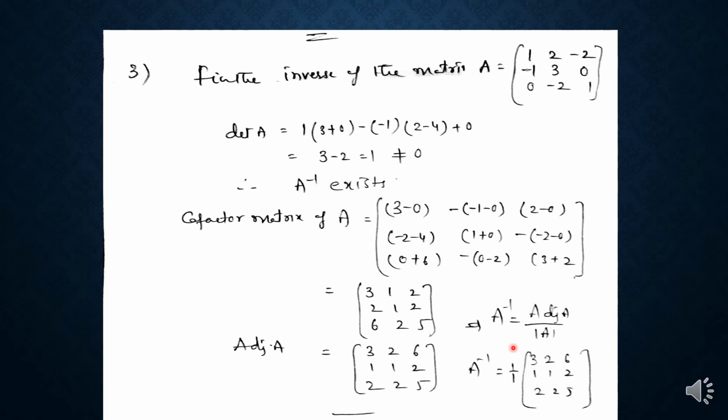So after getting adjoint A, write the formula for A inverse. A inverse is equal to adjoint A by det A. So A inverse is equal to 1 by det A, here 1 by 1, into adjoint A, which is 3 2 6, 1 1 2, 2 2 5. So 1 by 1 is 1. So A inverse is equal to 3 2 6, 1 1 2, 2 2 5. So this is the inverse of the matrix.